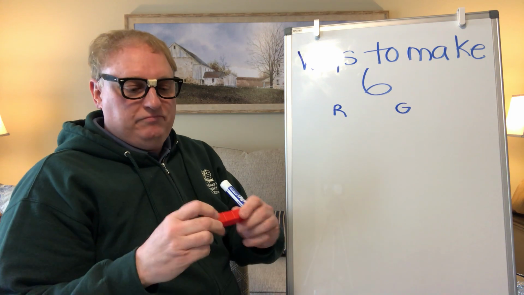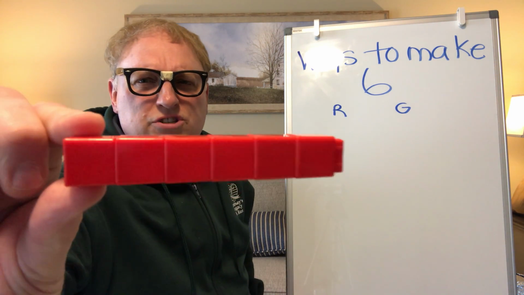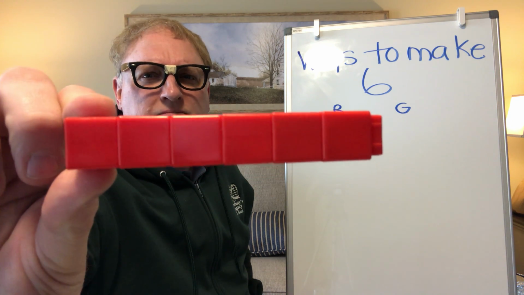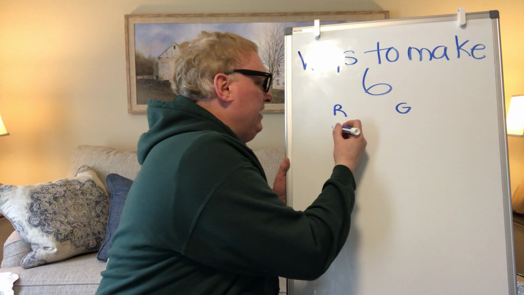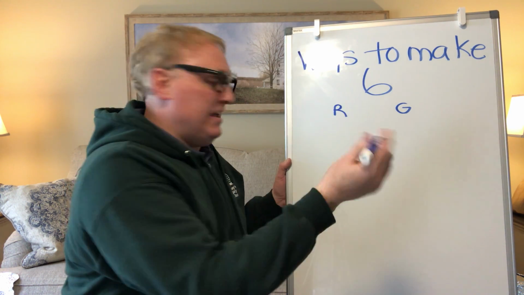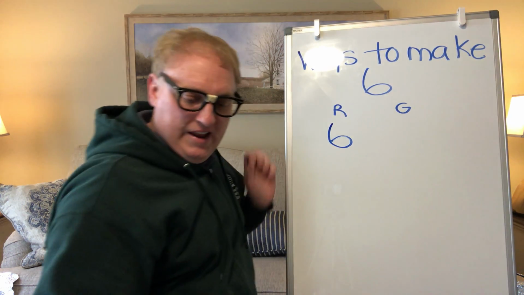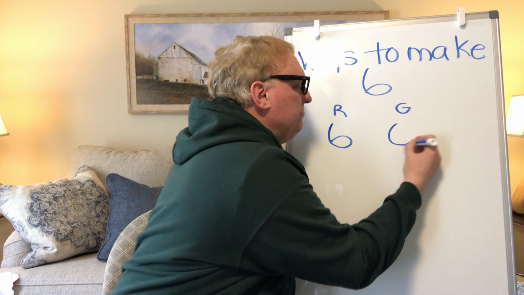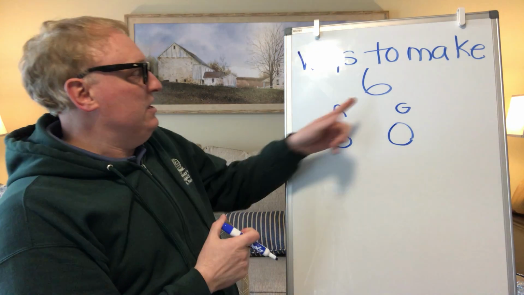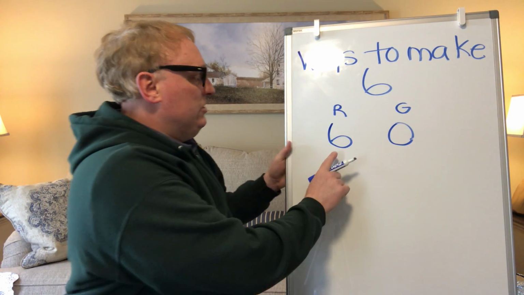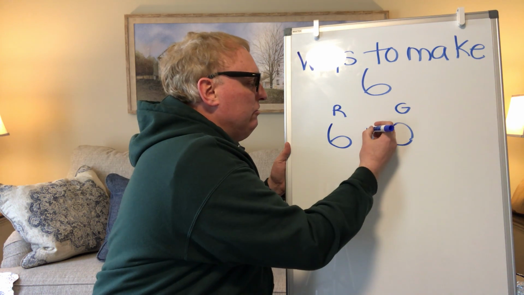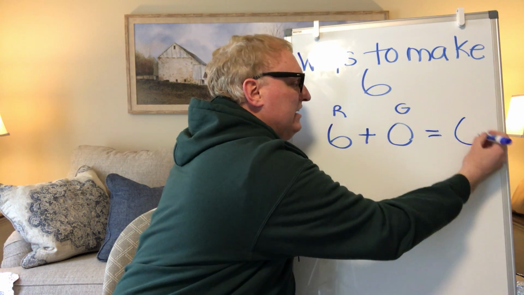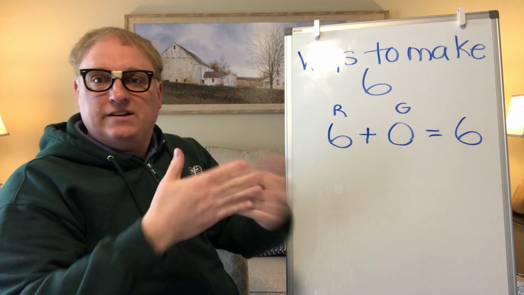Okay, so how many red cubes do you see there? Count them. And you should have all said 6. Were there any green cubes here? No green cubes. So let's make that into an addition sentence, and this will be one of the ways to make 6. So 6 red and 0 green. 6 plus 0 equals how many total? 6.